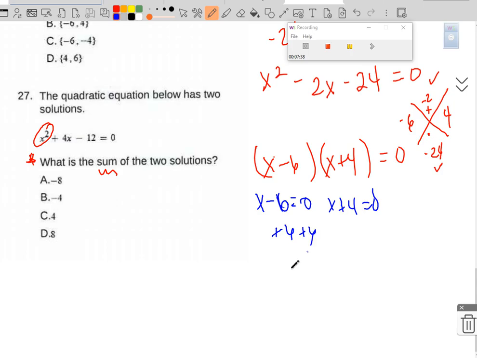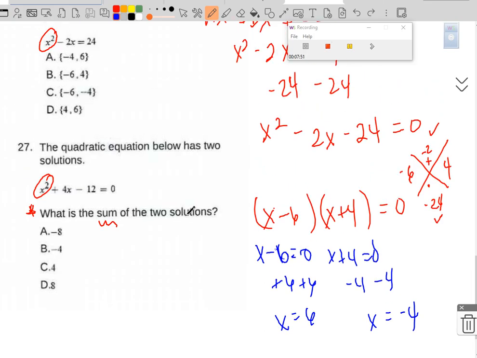Add 6 to both sides, and x equals 6. Subtract 4 from both sides, and x equals negative 4. So we're looking for our solution for number 26. Negative 4, positive 6. Negative 4, positive 6. So that is our first choice, A.